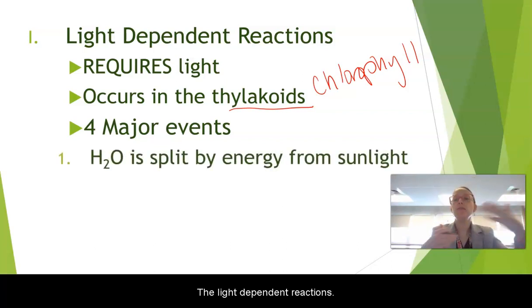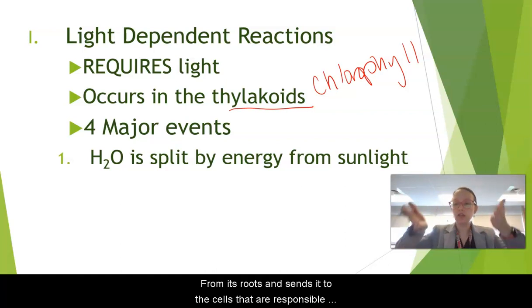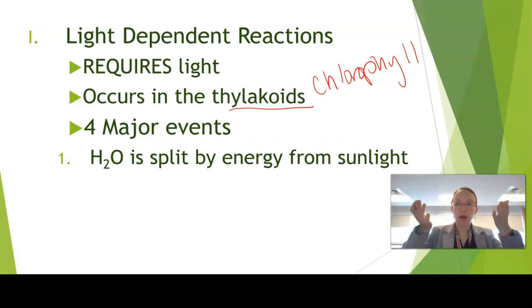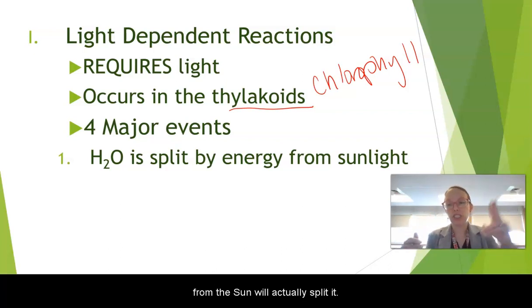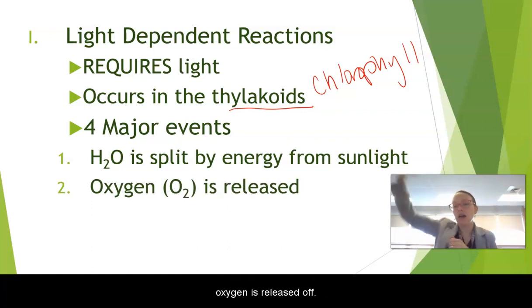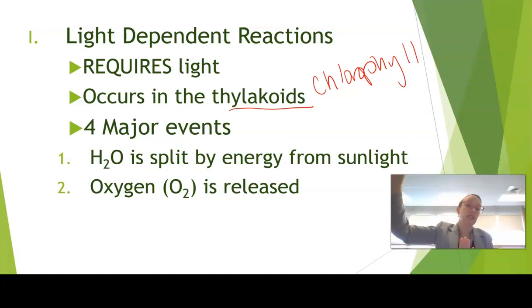So what happens first is that the plant pulls the water up from its roots and sends it to those cells that are responsible for photosynthesizing. The water goes into those thylakoids, and the energy from the sun will actually split it. You cut off those hydrogens and oxygen is released.